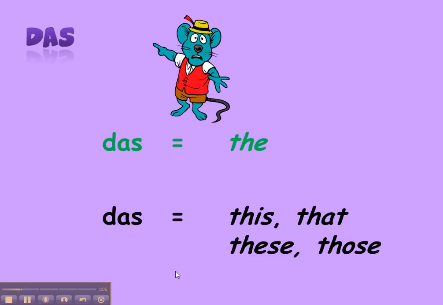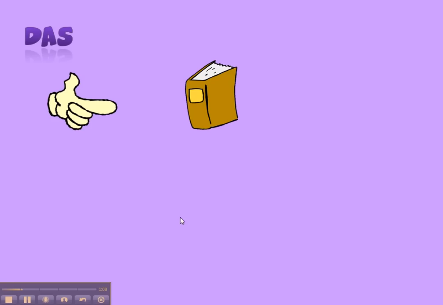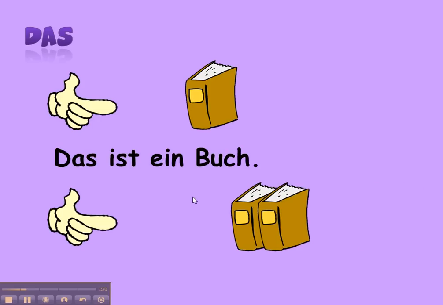Now let's take a look how we use them. If we're pointing at one thing, just in the singular, then we would say, das ist ein Buch. This is a book. However, if we were pointing at several items and pointing them out, then we would not say das ist, but rather we would say das sind.